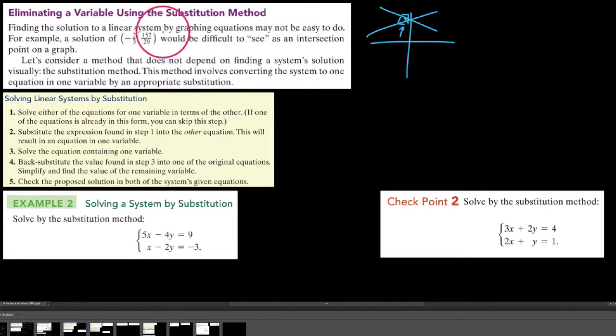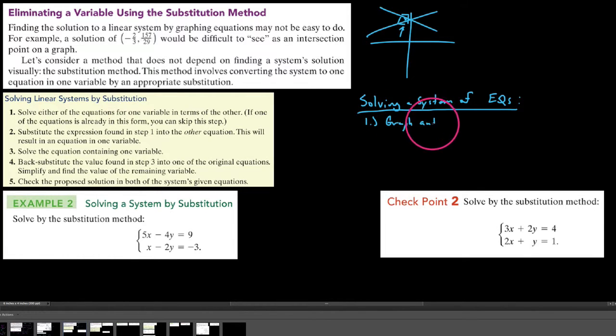And so what we want to do is consider some algebraic methods for solving a system. So first of all, let's make a list here, and we'll contribute to this list as we go. We say solving a system of equations in two variables and two equations. One way to do it here is to graph it, so to graph and look for points of intersection.